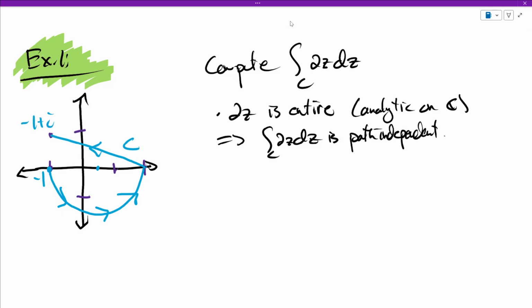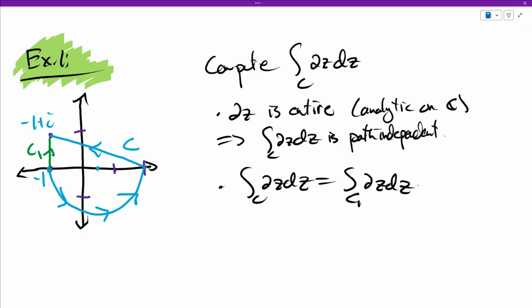So let's take a specific path instead, and let's just go directly from -1 to -1 plus I. So if we let C1 be that path, then the integral over C of 2z dz is the same as the integral over C1 of 2z dz. Fantastic. All right, how do we parameterize C1?